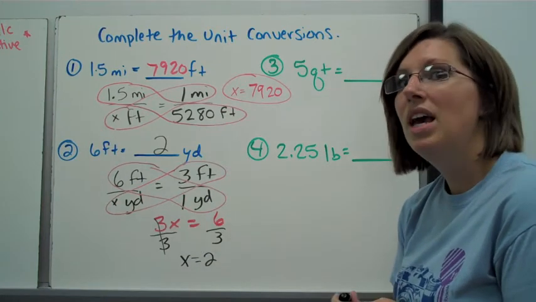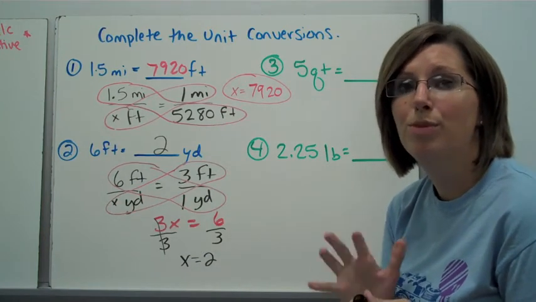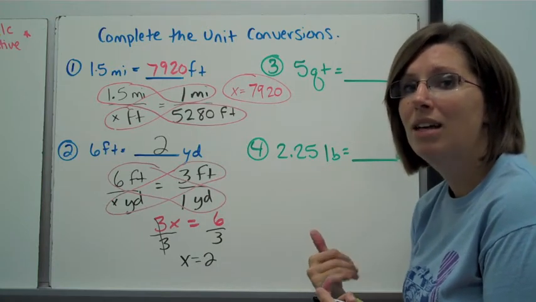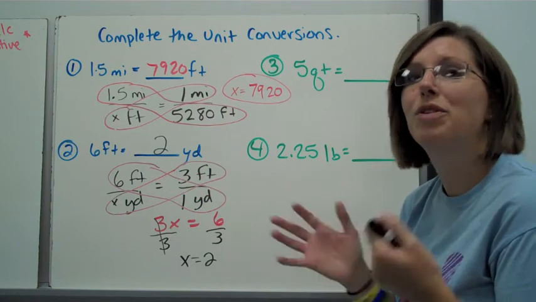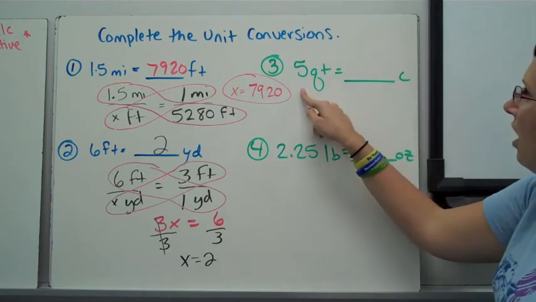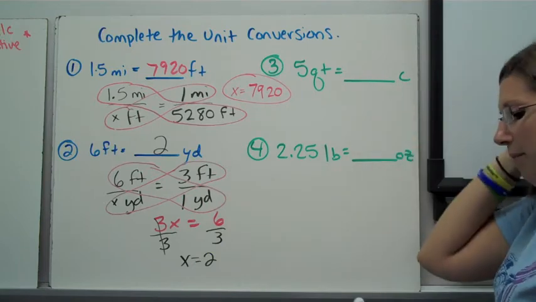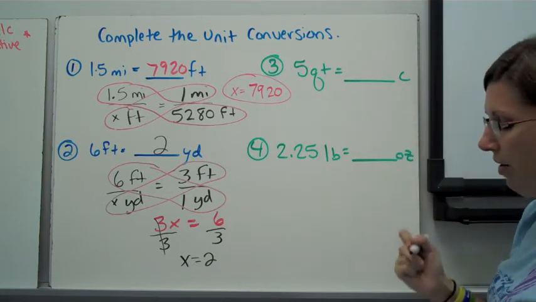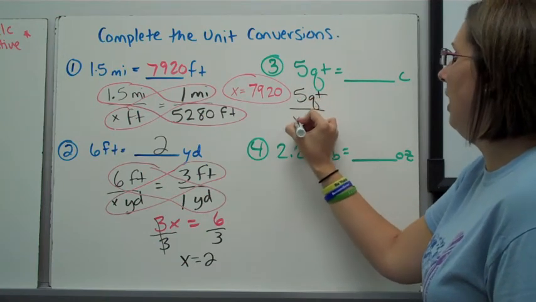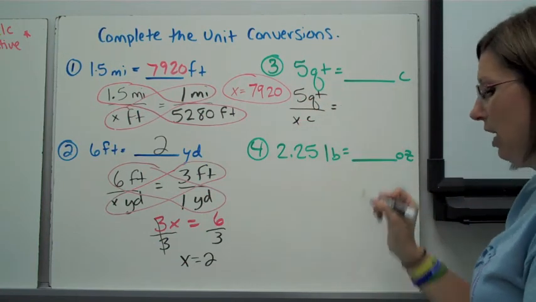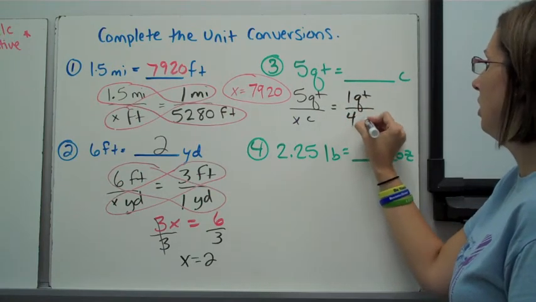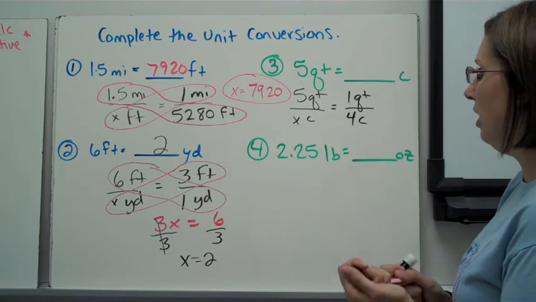All right? If you feel comfortable with this, go ahead and push pause, but I'm going to work through the rest of the problems 1 through 8 just so that you get comfortable with converting customary measurements. 5 quarts is equal to how many cups? So here I go. I know that 5 quarts is equal to x cups, and 1 quart is equal to 4 cups. I'm going to cross multiply.